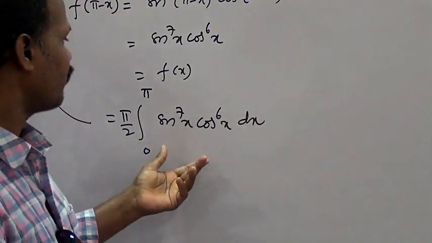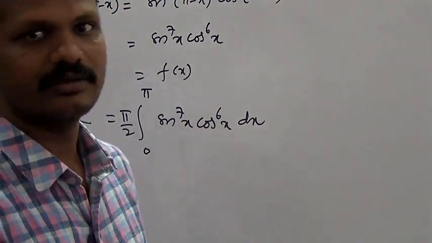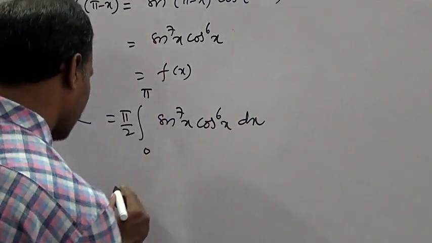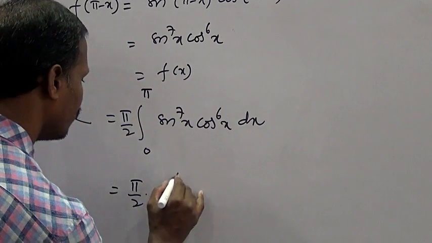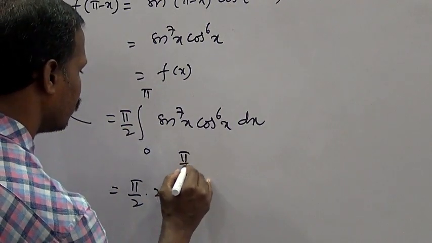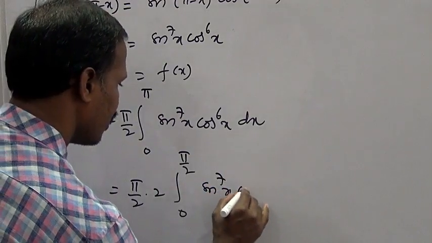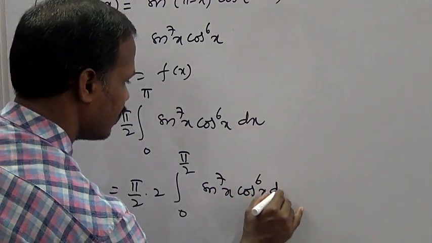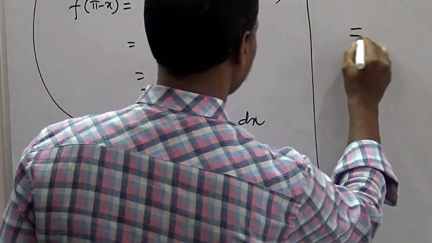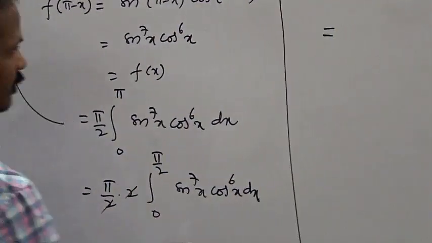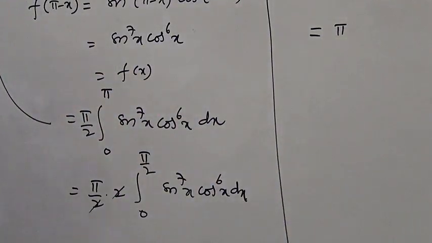So that becomes f of 2a minus x equal to f of x here. So this becomes pi by 2 into 2 into integral 0 to pi by 2 of sin power 7x cos power 6x dx. Now 2 will be cancelled. So pi into, apply the Wallis theorem.